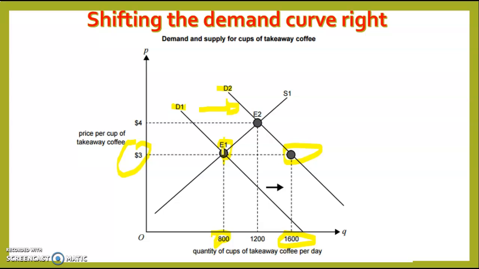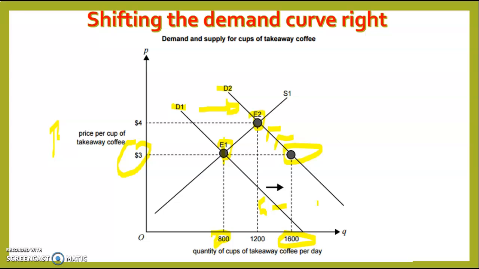So we now have a shortage of 800 coffee cups. How do we get rid of that? We raise the price. We raise the price from $3 to $4, which goes from E1 to E2. And that does two things. When we raise the price, the demand contracts a little bit because some people no longer want it now that they're at $4. So demand contracts from 1,600 to 1,200 coffee cups at the higher price.